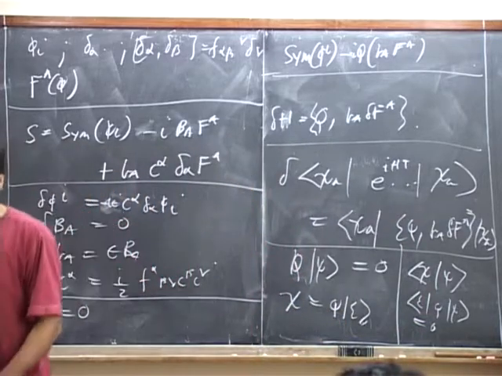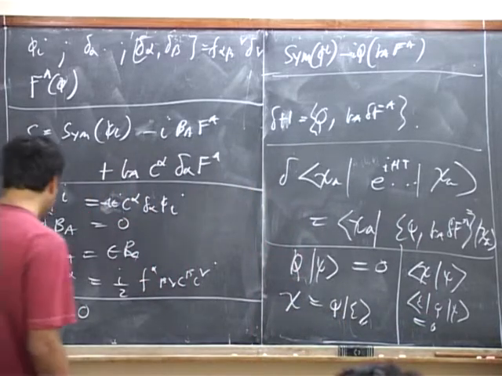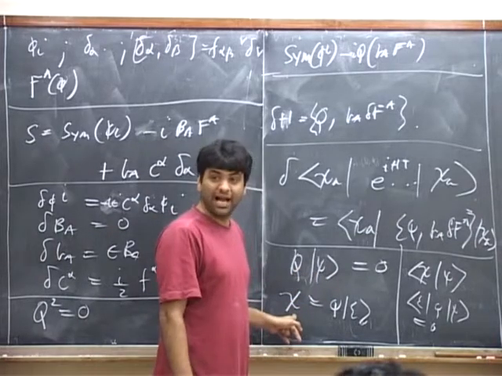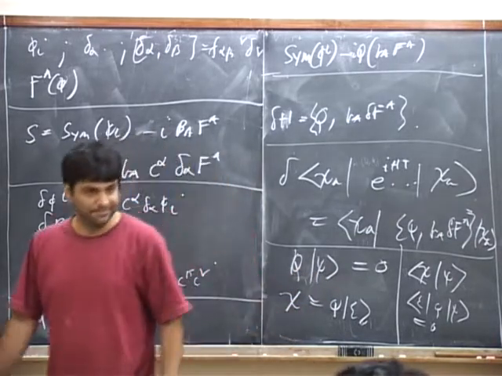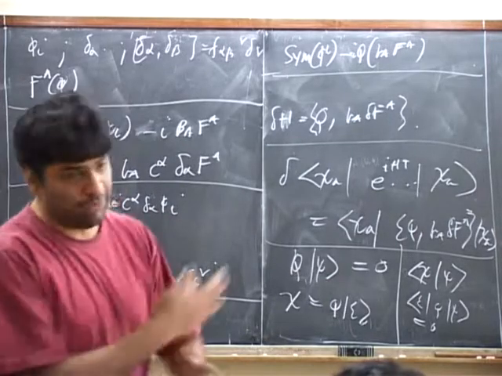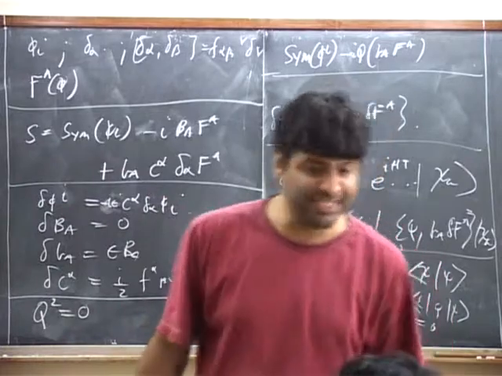Okay, so in particular, since Q squared is 0, any state chi of this form is physical, in the sense that it's annihilated by Q. However, it's orthogonal to all physical states, including itself.